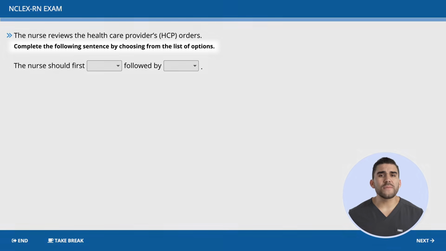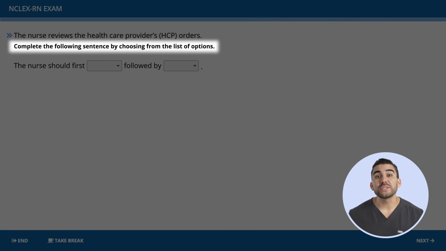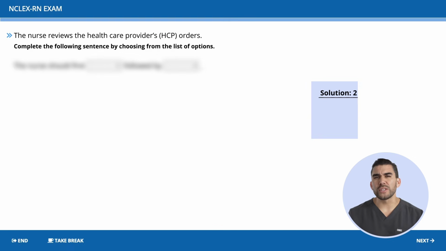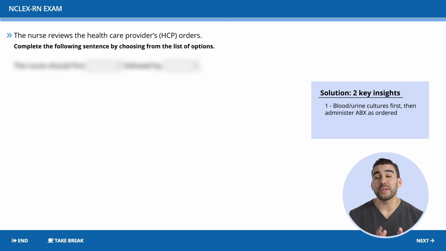In this question, we have to complete the following sentence by choosing from the list of options. The problem here are the HCP orders related to pyelonephritis. So for the solution, think about safety. First, we have to take cultures for the blood and urine first. We do this before administering antibiotics. And number two, we have to monitor labs, especially kidney function and WBCs, as well as increasing fluids.